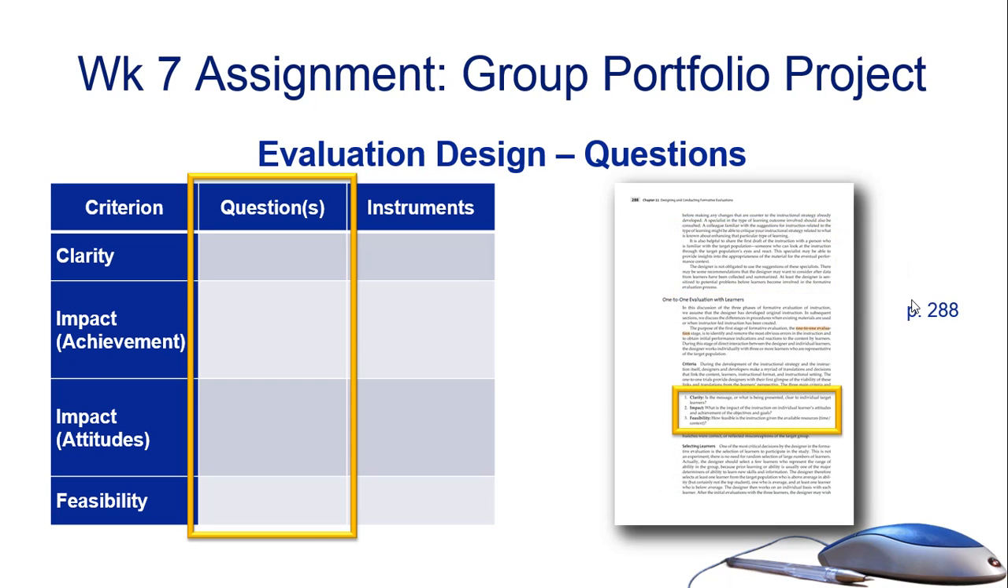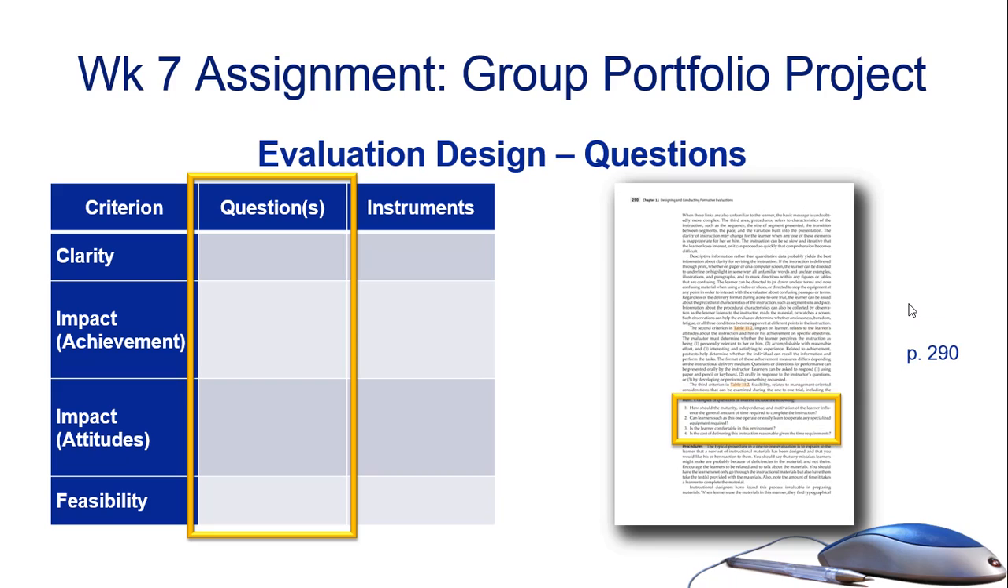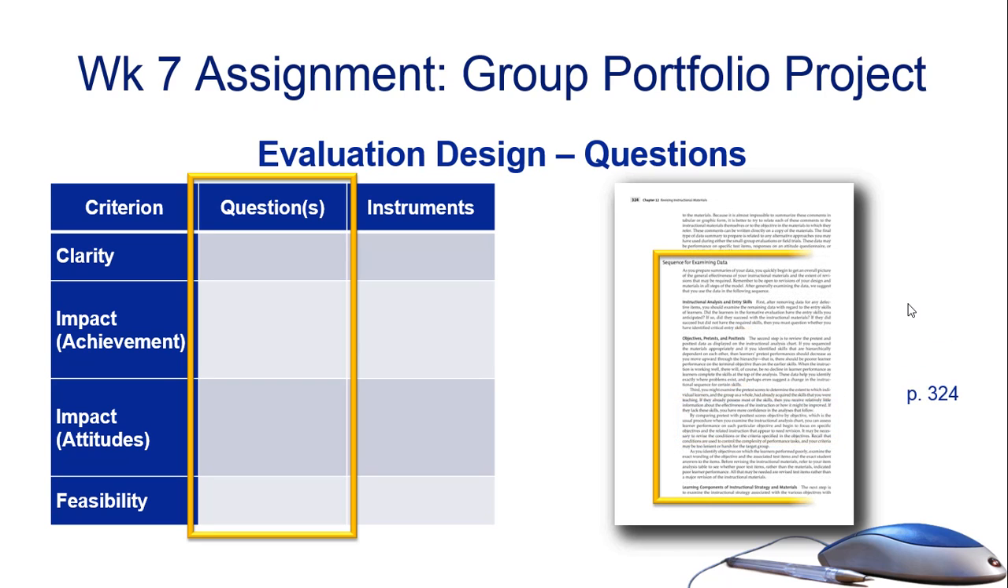Also on page 288, more specifically talking about one-to-one evaluation with learners, you'll see that there's three more questions that you can focus on here. And then on page 90, these questions that appear here towards the bottom are specifically about feasibility. Last but not least, when you're reading about the sequence for examining data, you have some questions embedded here that can also be useful for your evaluation questions.